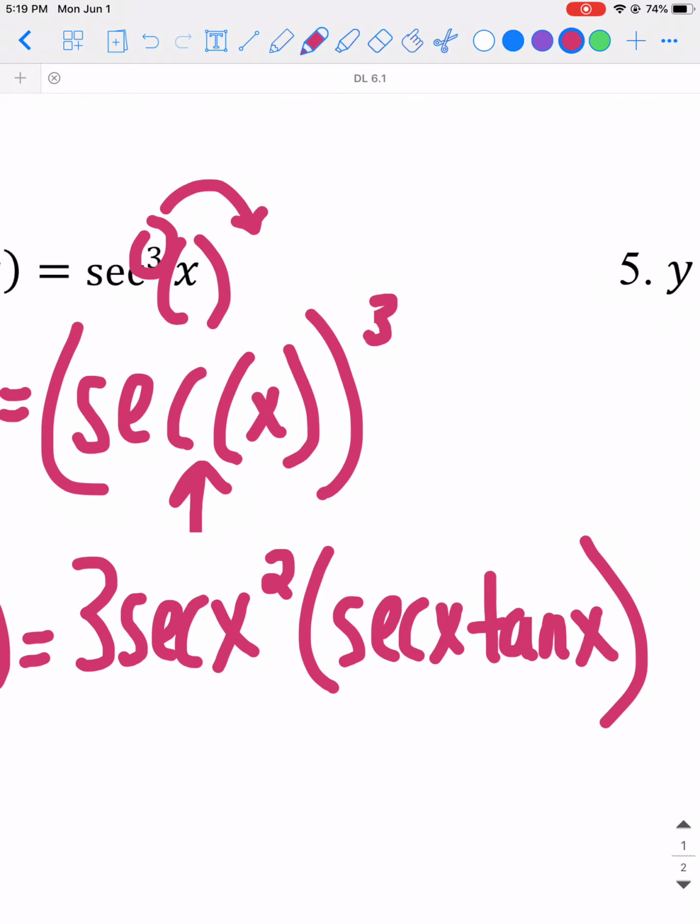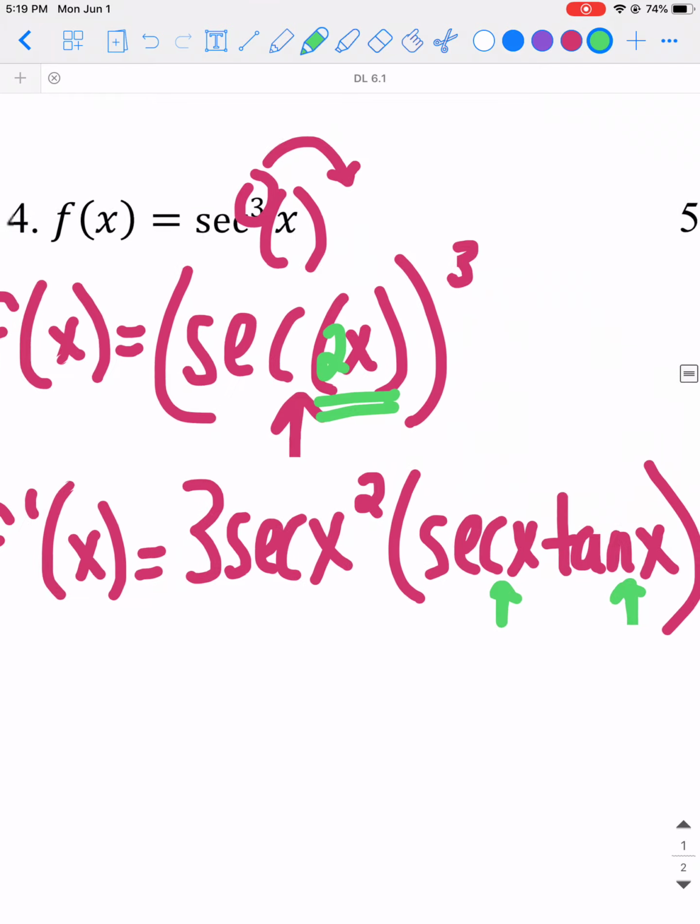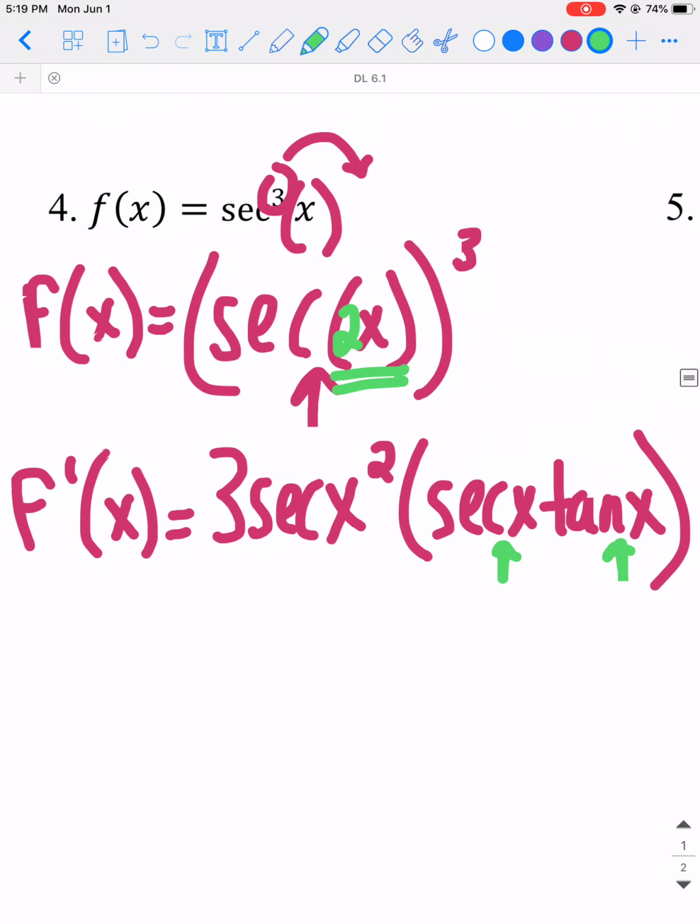Okay, and again, if there was a random number here like secant of 2x, this would have a 2, this would have a 2. Then we would have to use the chain rule again to take the derivative of that, but that doesn't happen here with this question. We'll do some of those tomorrow.